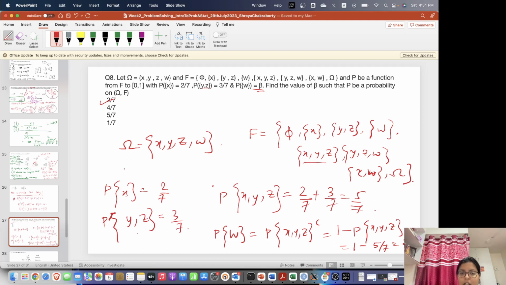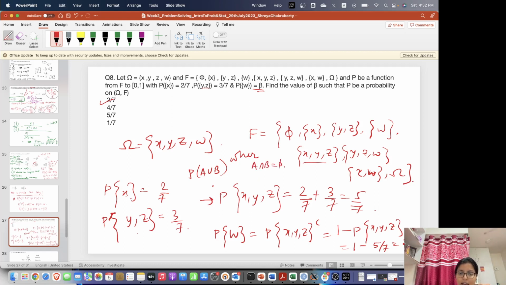So this one, you understood why this is happening. Probability of A union B, where probability of A intersection B is... sorry, probability of A intersection B is 0, because A intersection B is empty.